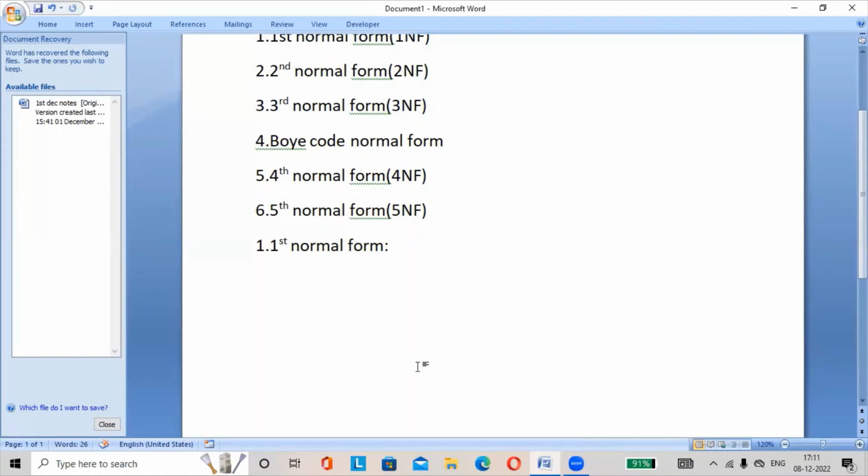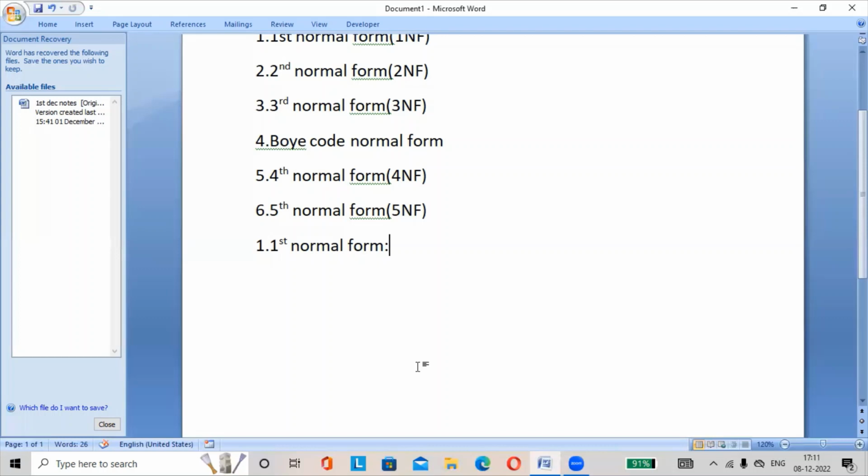Each row must contain atomic values. Atomic value means only one value. One column must contain only one value. For example, take student phone number. One student can have many phone numbers, like father's number, mother's number, and his own number. In one column, we would be storing 3 different numbers. So it is not allowed in first normal form.